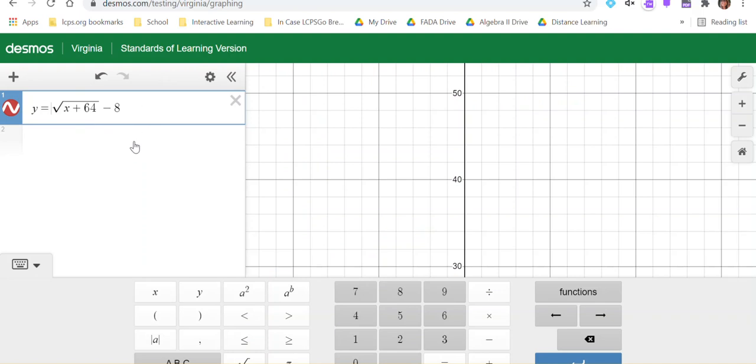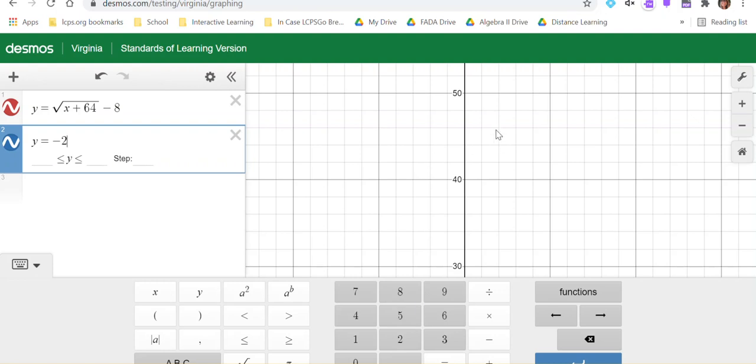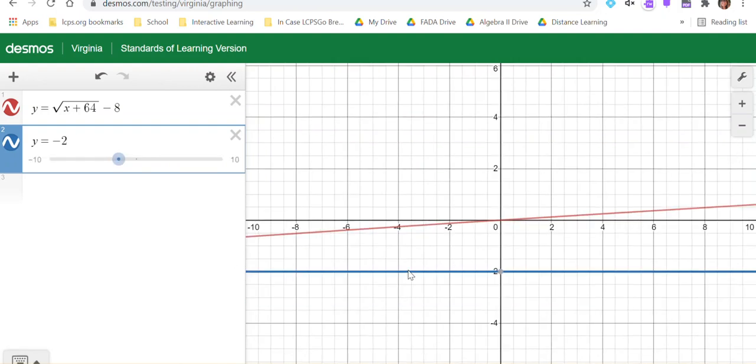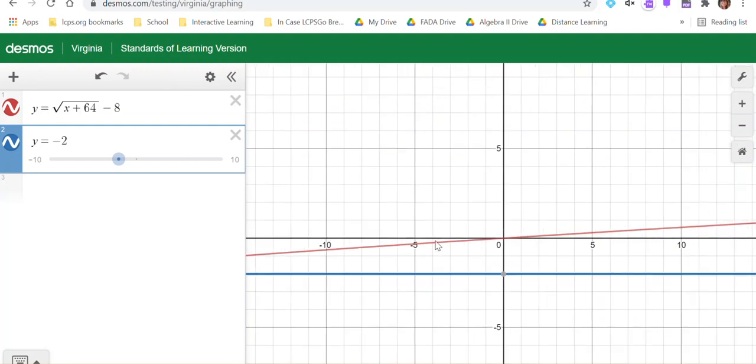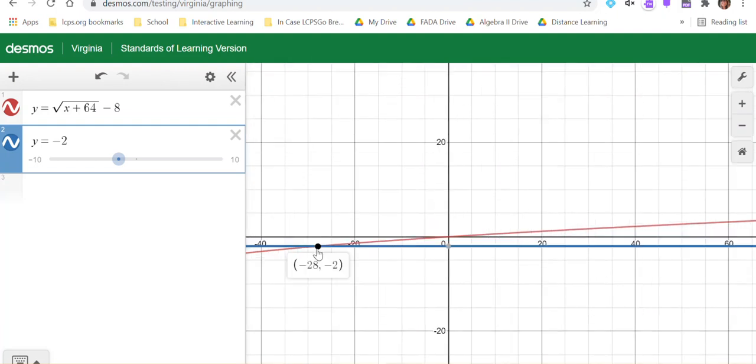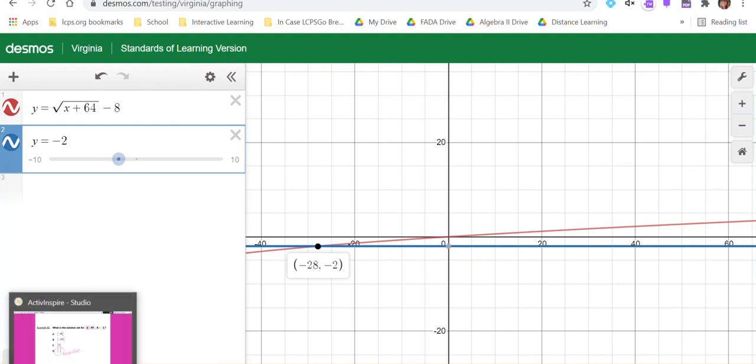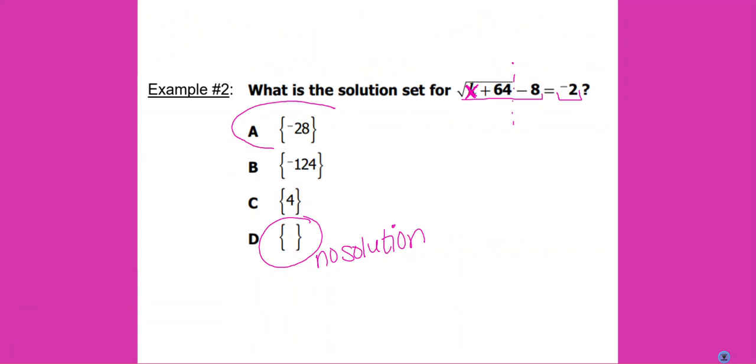Y equals that, and then we're going to have y equals -2. Now you might notice we don't see anything on our graph. That's because I was super zoomed out last time. Click the house to switch us back to normal. So here's our lines. Excuse me. I'm going to zoom out. Here's where they intersect. x equals -28. There's my answer choice of x equals -28. Now you're going to try on the practice problems.